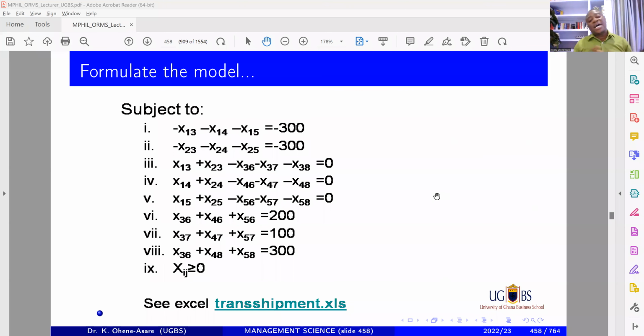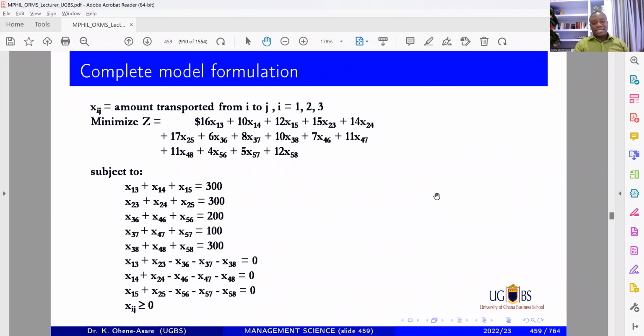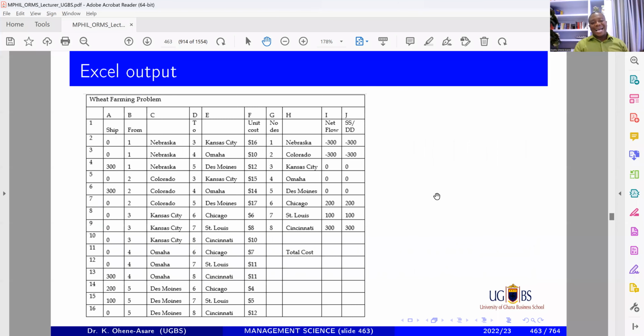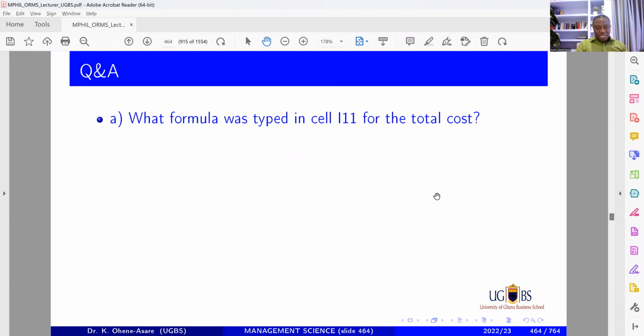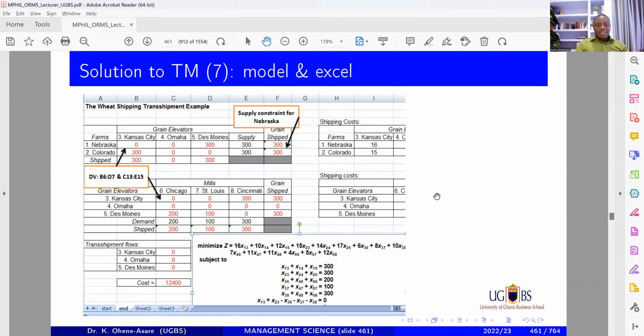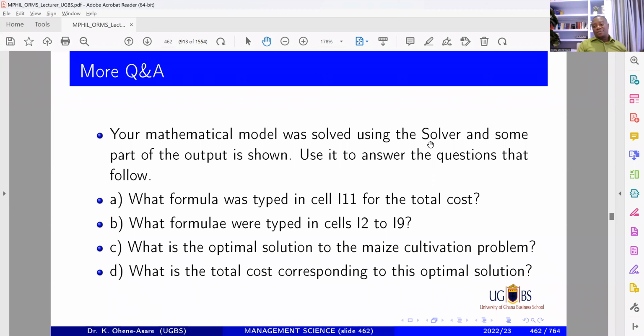Okay, so that is how you do this. Of course, you can put this in Excel, which I've done for you. Look at it and then solve it. Now, suppose I solve your model, I can ask you questions. So look at some of the questions I've asked you. This is the solution to the model. Once you have this solution, I can ask you multiple questions. So the first question is, what formula? Your mathematical model was solved using Solver.